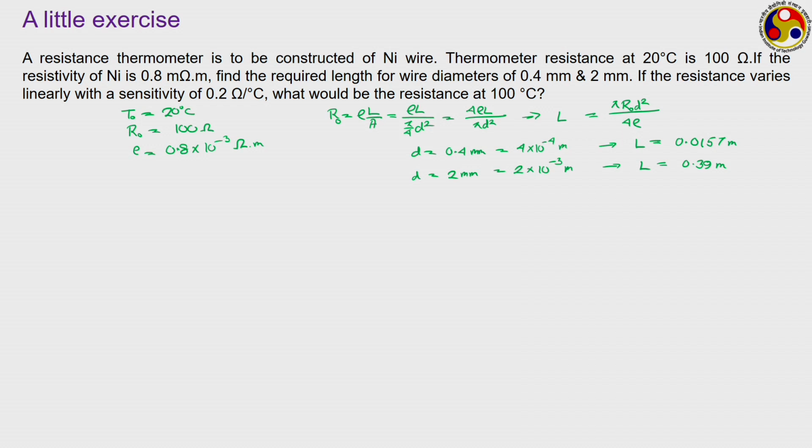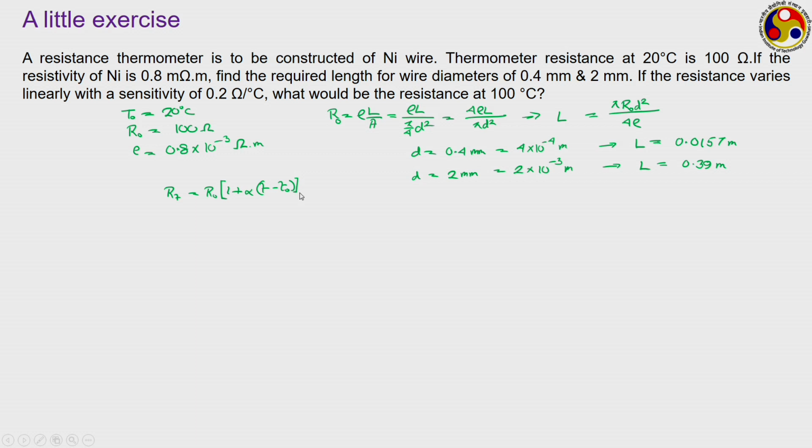So, now go to the second part of the problem. It is said that if the resistance varies linearly with a sensitivity of 0.2 ohm per degree Celsius, what would be the resistance at 100 degree Celsius? So, here we can make use of the simple relation for RTD. It is said that the resistance varies linearly with a sensitivity of this much. So, the change in resistance with temperature follows a linear relation, which we can represent something like, say, RT is equal to R naught into 1 plus alpha into T minus T naught, where T naught is the reference temperature.